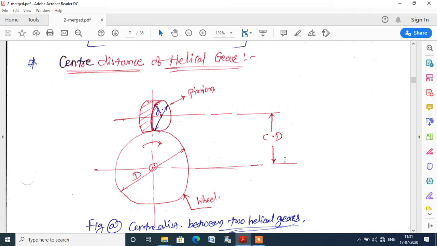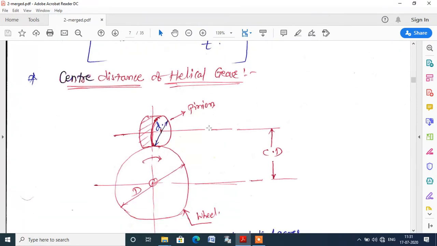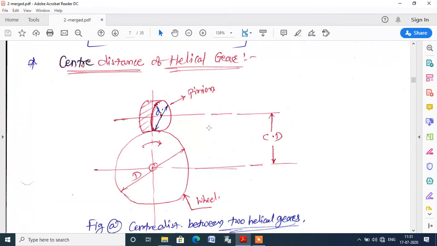So, in the last lecture, we have seen the transverse module. The transverse module of a helical gear is equal to mn upon cos alpha, that is, normal module upon cos alpha. For calculations of helical gears, always consider the transverse module. Please remember this. Now we have to see the center distance of helical gears.